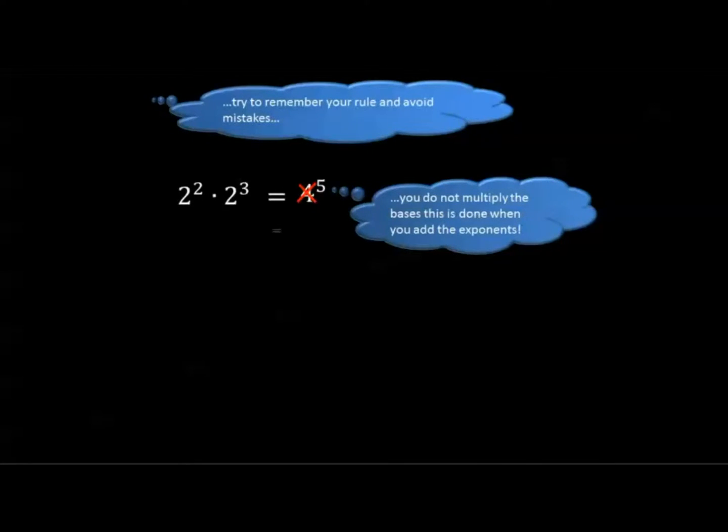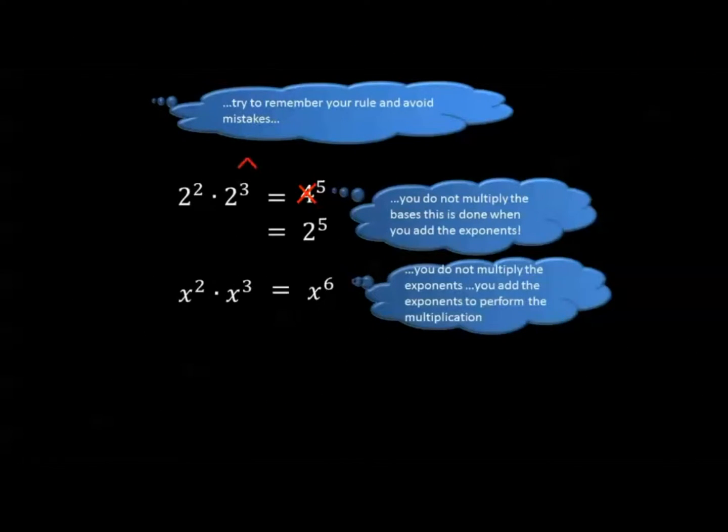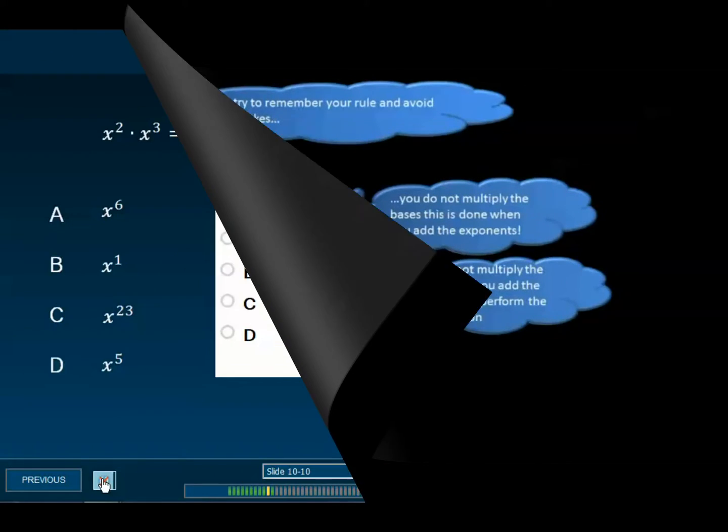The correct result for this calculation is 2 to the second times 2 to the third is 2 to the 5th. But again, this is not correct. You do not multiply the exponents. You add the exponents to perform the multiplication process.